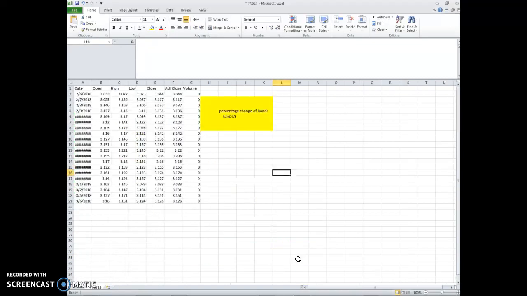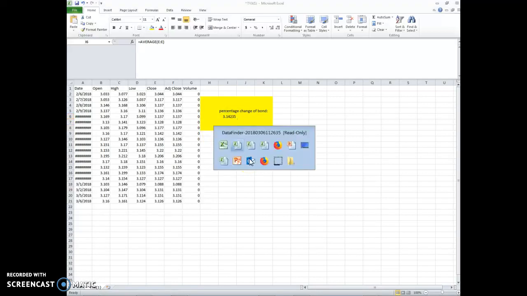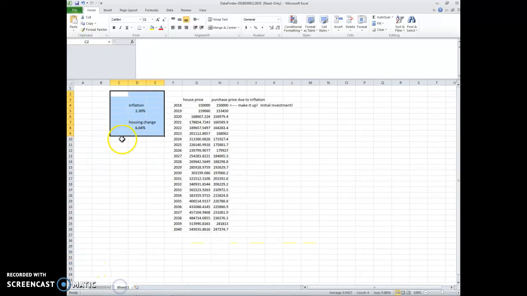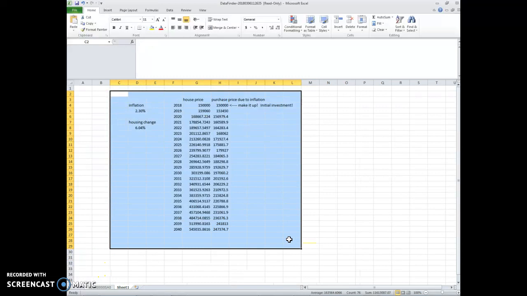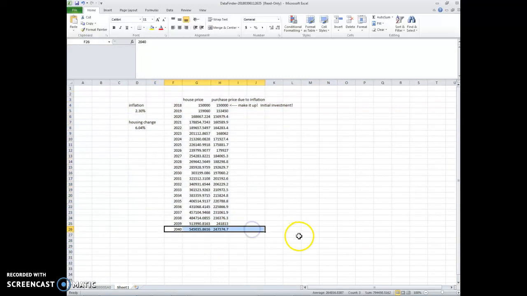And what else did I have? The bond market. Remember, if you're doing the bond, you just need to use the average formula. You don't need to use an index. So there's the bond percentage change. You got to find those percentage changes, and then you got to work those together to create this time series for your investment into the future.